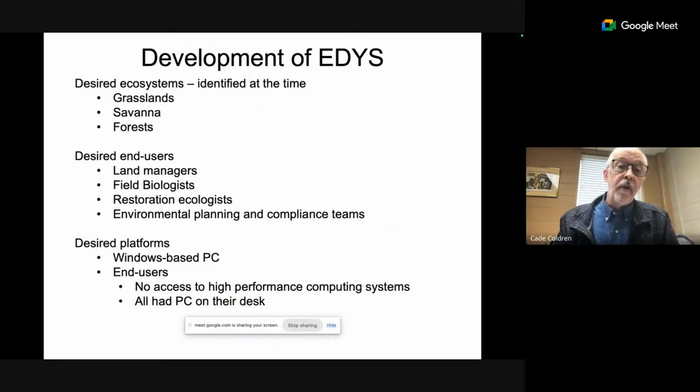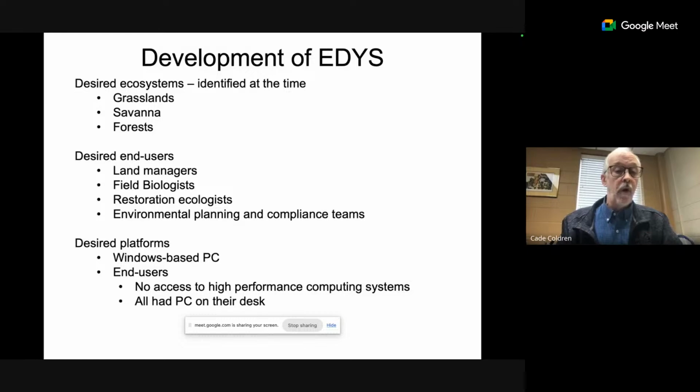And at the time, we thought, if we can get a model that will work in grasslands and savannas and forests, we'll be good to go. And we identified our desired end users as being land managers, field biologists, restoration ecologists, environmental planning and compliance teams with different agencies. But if you've ever had any exposure to those types of people, you know they're underfunded, they tend to live in more rural areas, and they don't have access to a whole lot of high-end computing power.